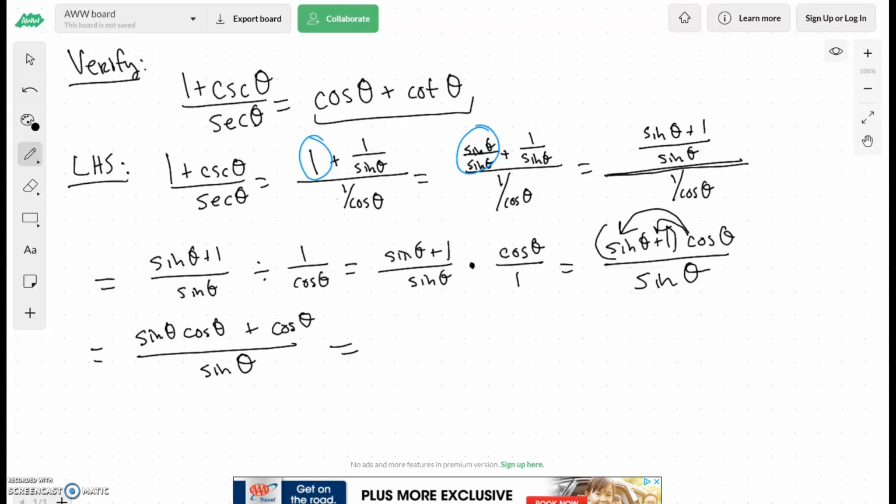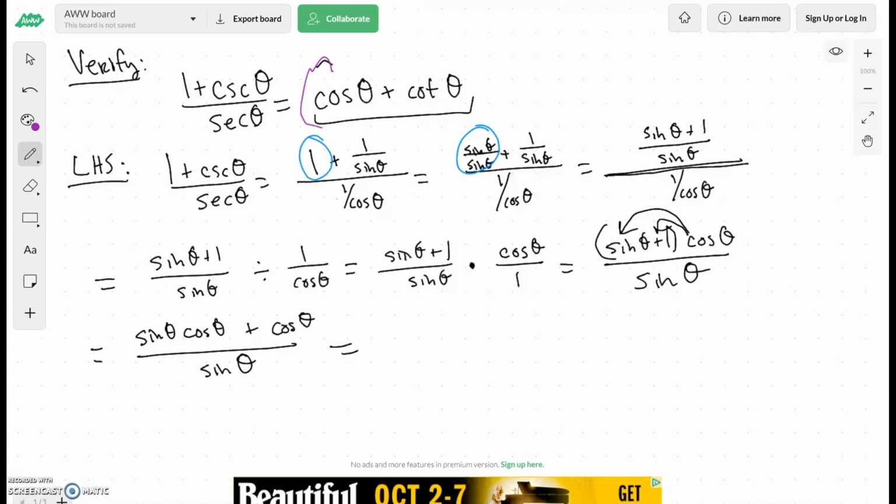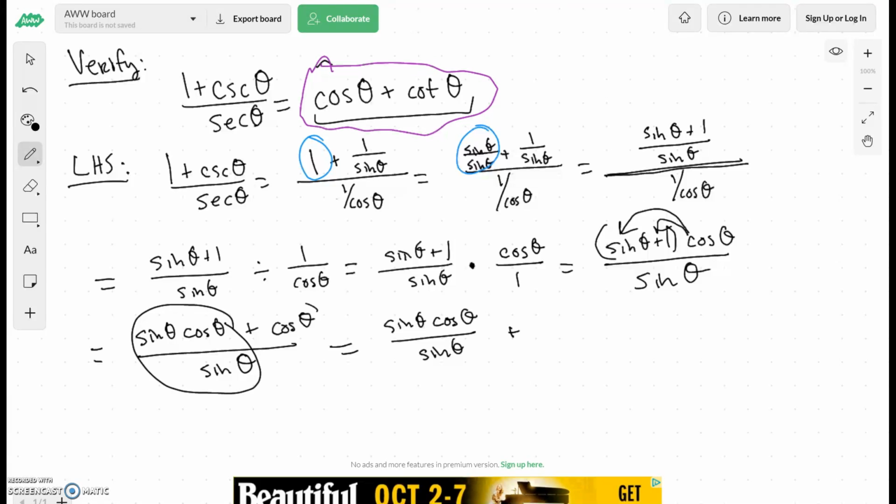Now I'm going to break up this fraction, because notice how we only have one thing. We want to make sure that we have two things, because if we keep our eye on the prize, we need two different terms: a cosine theta plus a cotangent theta. So I have to break it up. I'm going to break up the sine theta cosine theta over sine theta, so that's this first term. And the second term is cosine theta over sine theta.